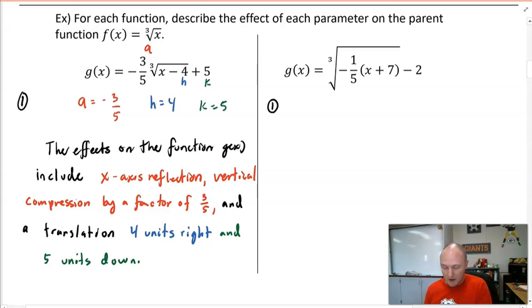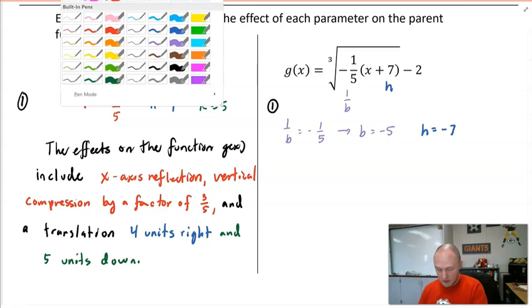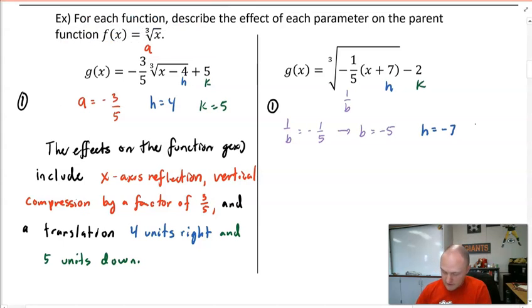Again, the first step, I always identify, okay, what is given to me. And this time I don't have an a value, but I have a 1 over b value given. Okay, so 1 over b is equal to -1/5, which means that b is equal to -5. So I have a b value that is -5. We have an h value. Remember, h is always opposite, so h is -7. And our k value is -2.